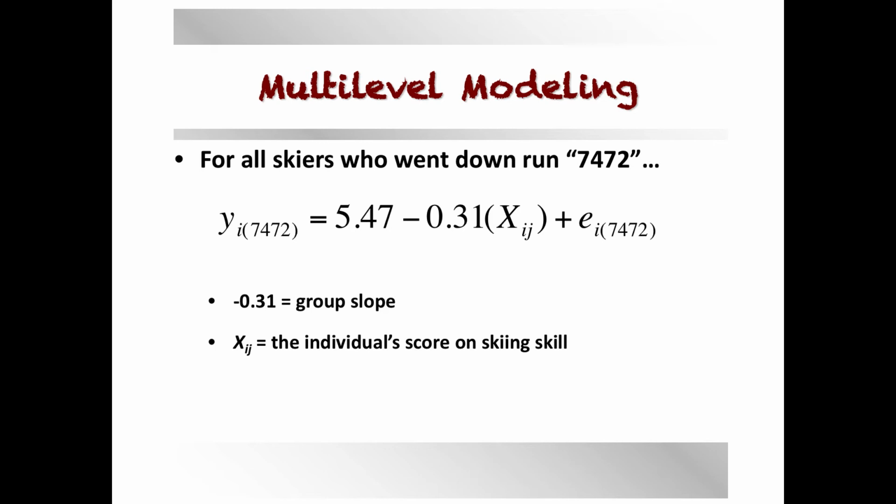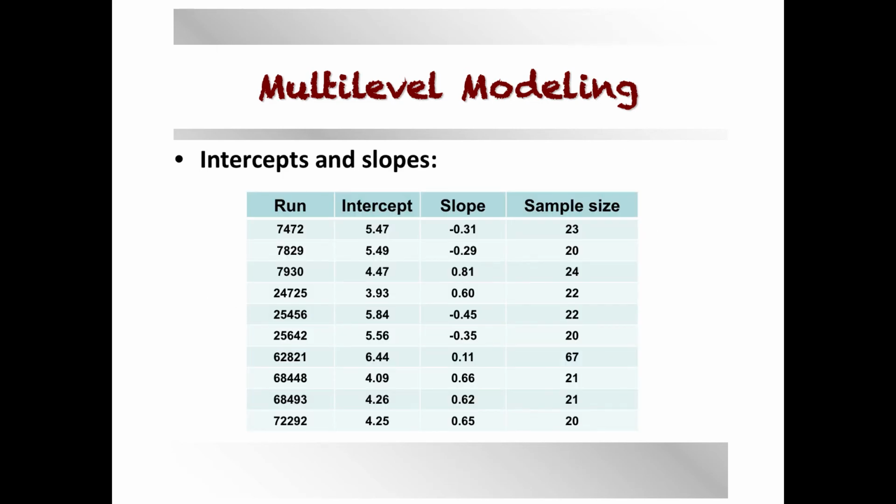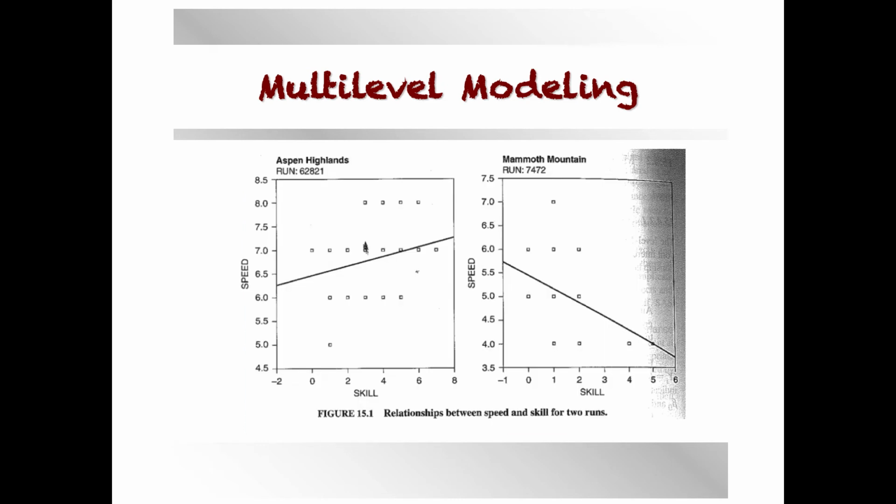So if we look back at our chart here, you can scroll back to when we had the 10 regression equations. That first group, the intercept was 5.47, and the slope was negative 0.31. And so we plug those in accordingly. And this negative 0.31 is now the group slope, beta 1 in this case. And we're plugging this in for ski run 7472, so I put that in the subscript again. And there's your display of that. So the second group would have like 5.49 as the beta 0 and negative 0.29 as the beta 1. And you can kind of see how it plays out that way.